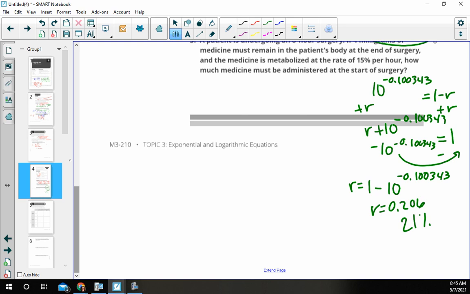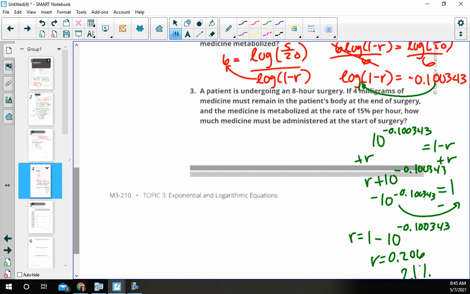All right, so my last question in here. A patient is undergoing an 8-hour surgery. If 4 milligrams of medicine remain in the patient's body at the end of the surgery, and the medicine is metabolizing at a 15% per hour rate, how much medicine should we put in the person? Okay, so I've got an 8-hour surgery. Okay, we have 4 milligrams. I don't know how many I need to insert. And we're decreasing by a rate of 15%.